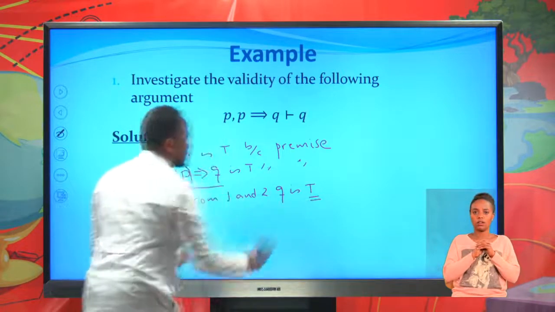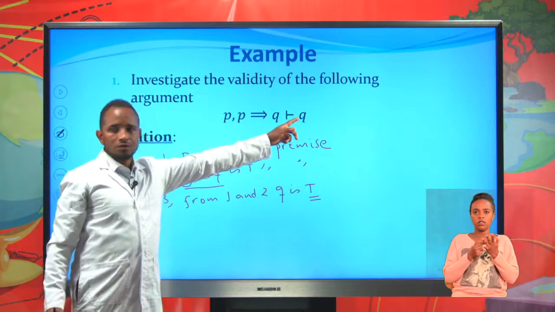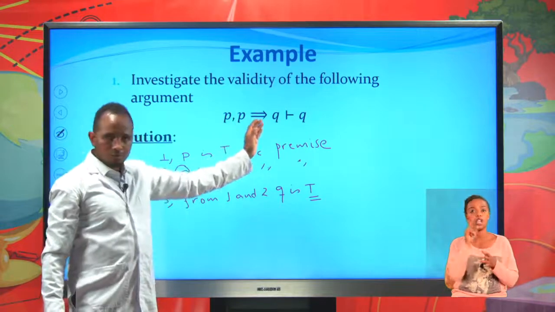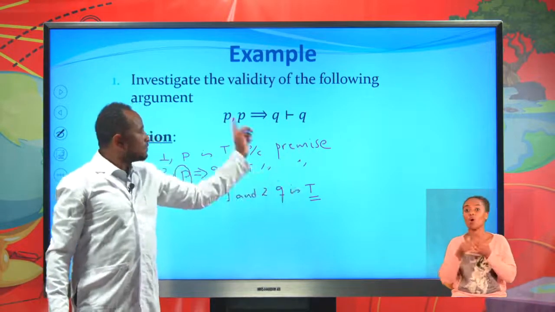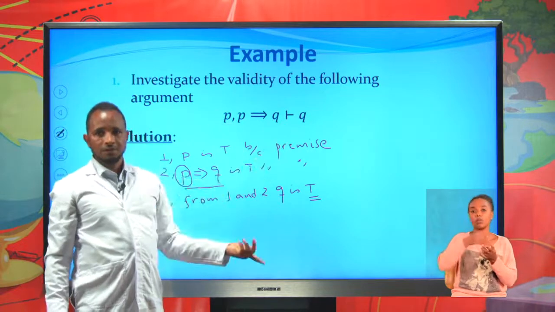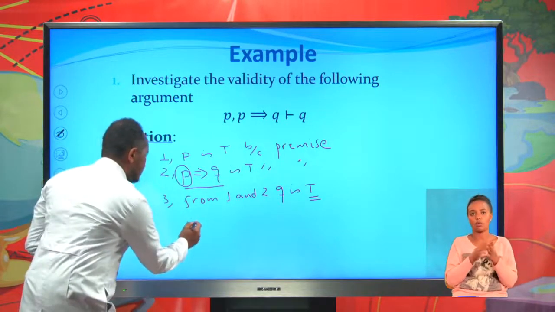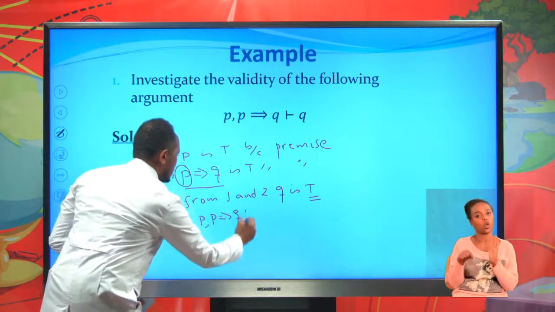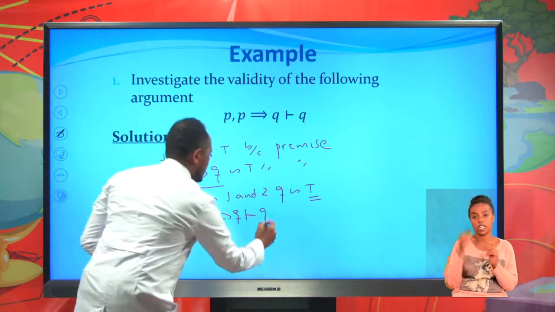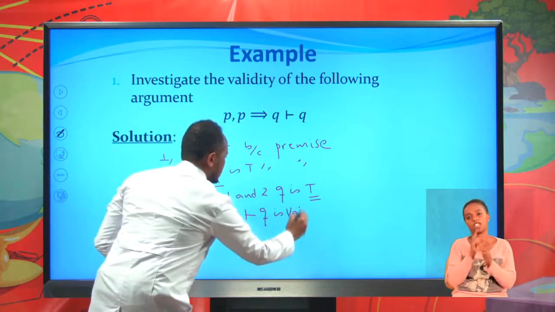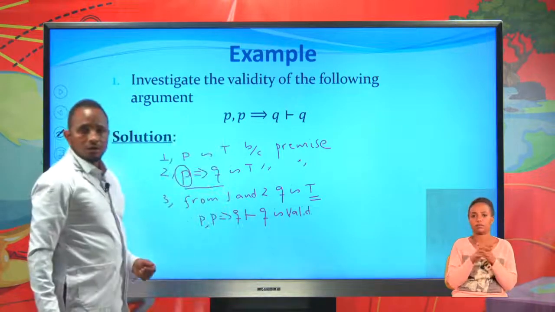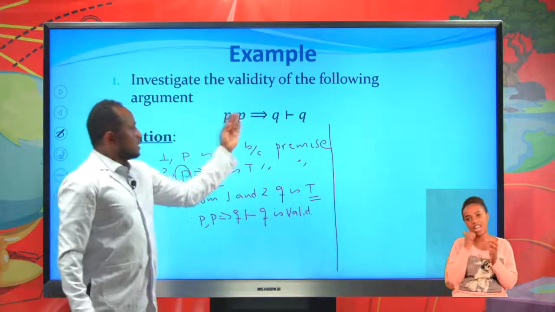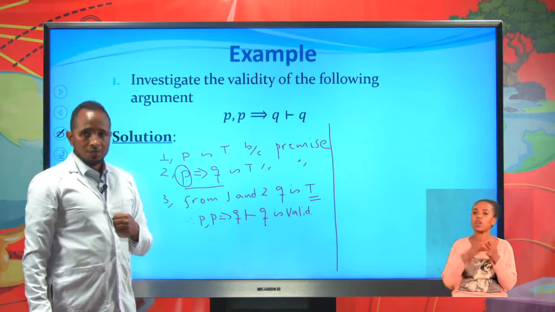So, what's our conclusion? Our conclusion is Q, and we arrived that Q is true. Therefore, assuming the premises to be true, the conclusion becomes true. Therefore, this argument form is valid. Here, P implies Q, P, and Q: it is valid. By the way, alternatively, you can check the truth value using a truth table for this statement.